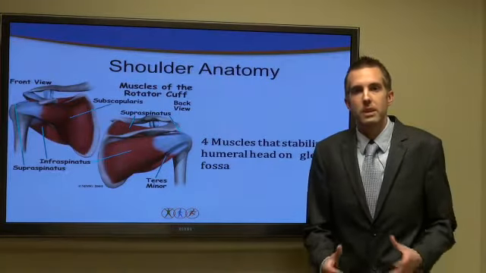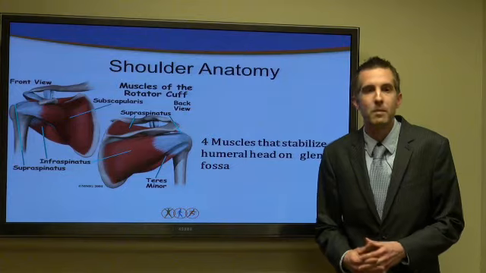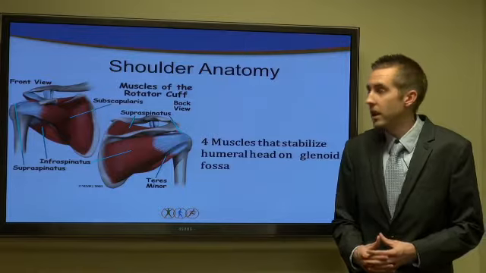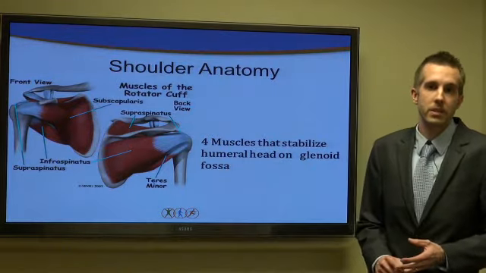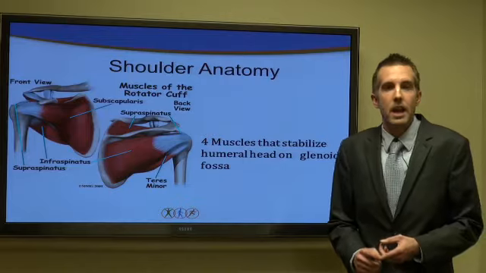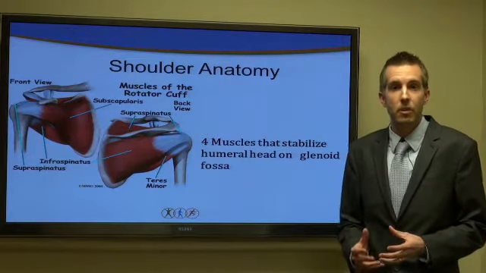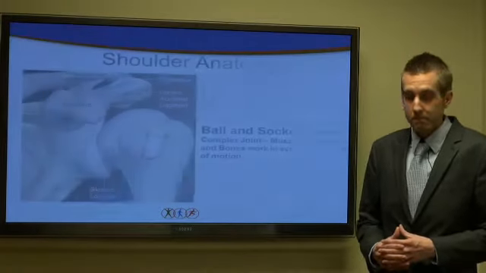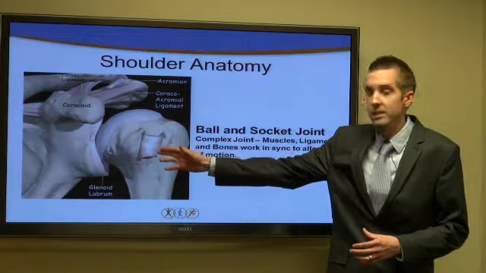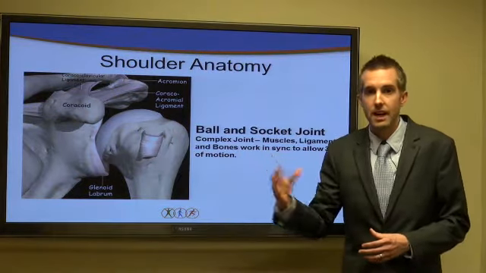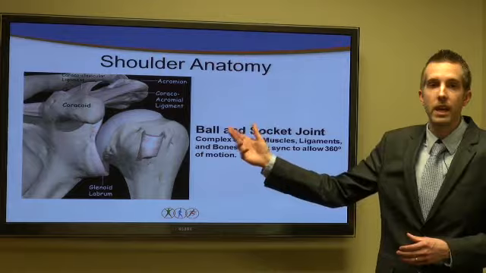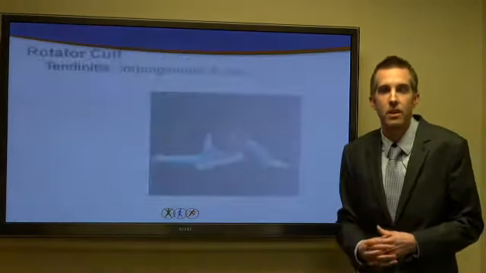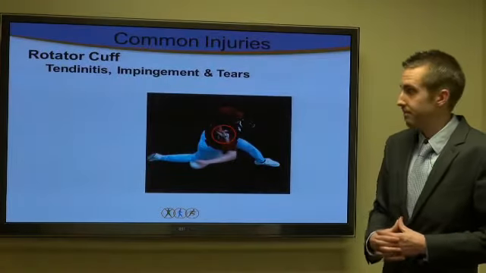The shoulder is comprised of the rotator cuff. It's the most common muscle group that people associate with shoulder injuries. It's really four muscles: the infraspinatus, supraspinatus, subscapularis, and teres minor. Those muscles work together to help stabilize the humeral head on the glenoid. It's a ball and socket joint, so the key component is making sure that ball stays inside that socket. You also have your labrum and ligaments, and the muscles, the ligaments, and the labrum all have to work together in order for the shoulder to function.